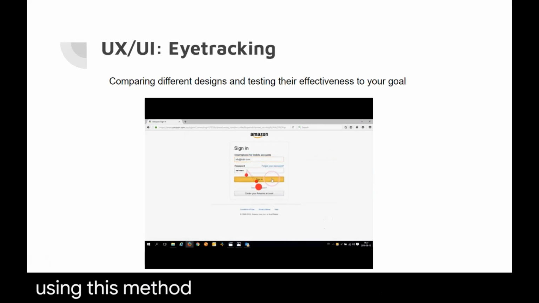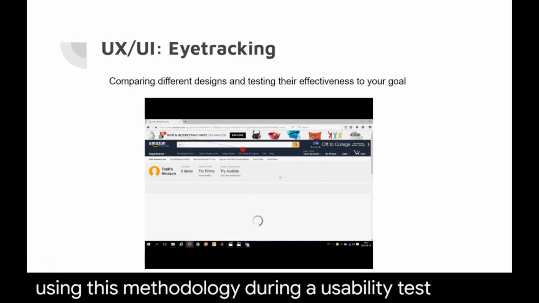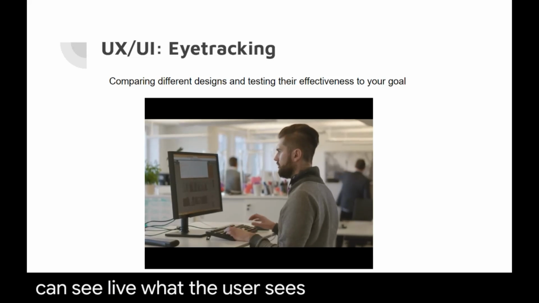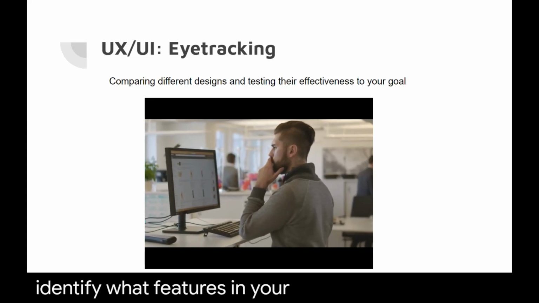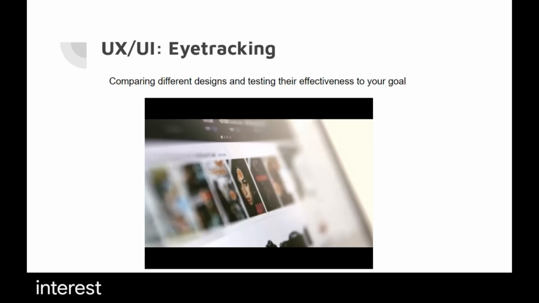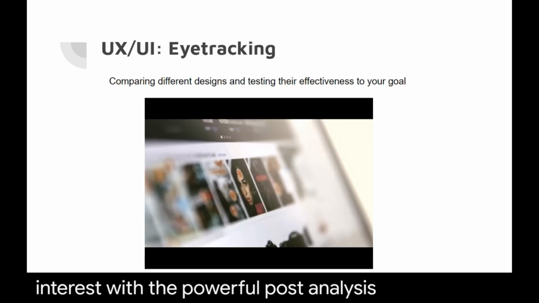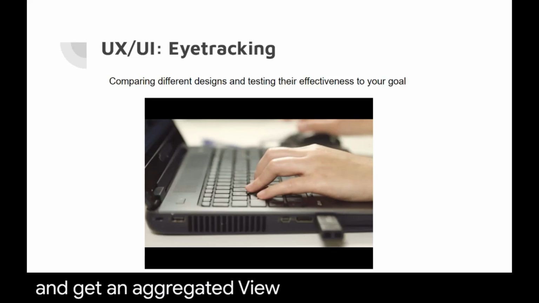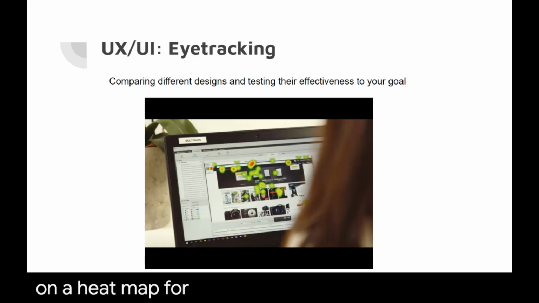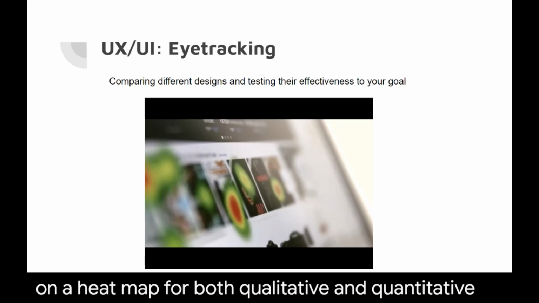By using this methodology during a usability test, you can see live what the user sees and immediately understand where usability problems occur and identify what features in your website capture most interest. With the powerful post-analysis and visualization tool, you can replay eye tracking videos and get an aggregated view of several participants on a heat map for both qualitative and quantitative analysis.